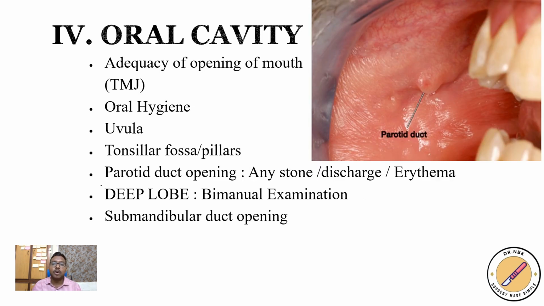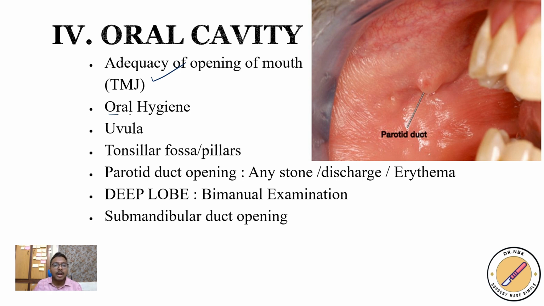Next one. After all these things, you need to go for oral cavity examination. What are all the things we should see in oral cavity examination? First one is adequacy of opening of mouth. Why should you check for this? In a case of advanced parotid malignancy, there can be infiltration of temporomandibular joint. In such conditions, patient will not be able to open the mouth freely. There will be restriction. So that's why you have to check.